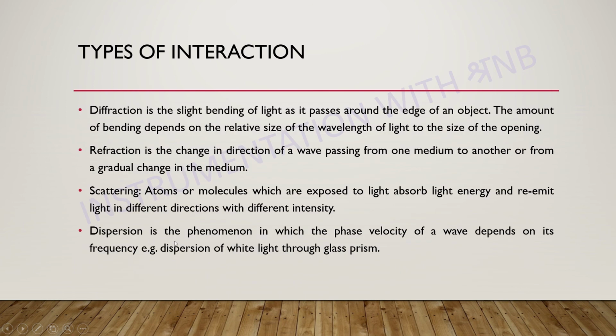Dispersion is the phenomenon in which the phase velocity of a wave depends on its frequency. Example, dispersion of white light through a glass prism. Another type of interaction is scattering, in which atoms or molecules which are exposed to light absorb light energy and re-emit light in different direction with different intensity.